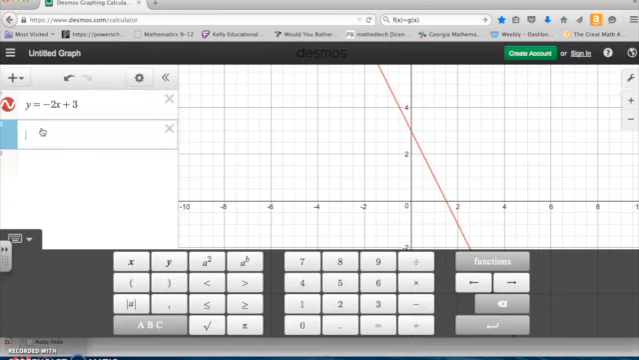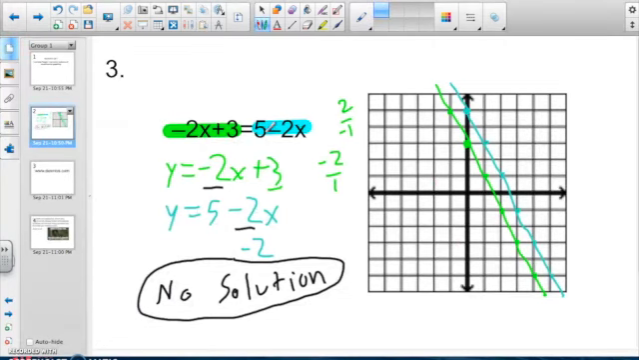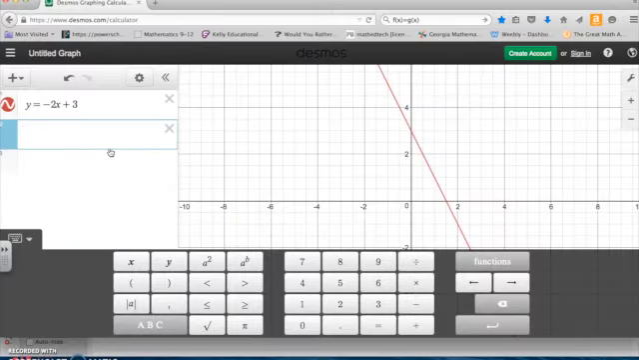We're going to do the same thing with our second equation. Our second equation, if we look back at the smartboard file, was y equals 5 minus 2x. Y equals 5 minus 2x, and we see that it is again graphed. Now, you can also use this keyboard down here to type in numbers, and you can also use it for your x and y. You can also just type using your keyboard. I find that a little bit easier.